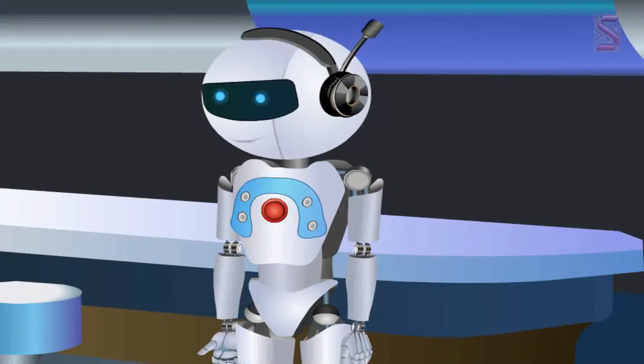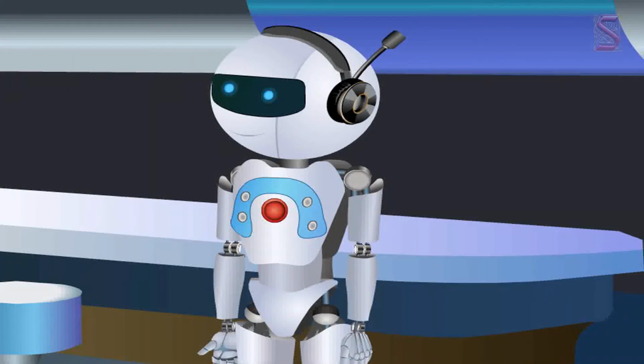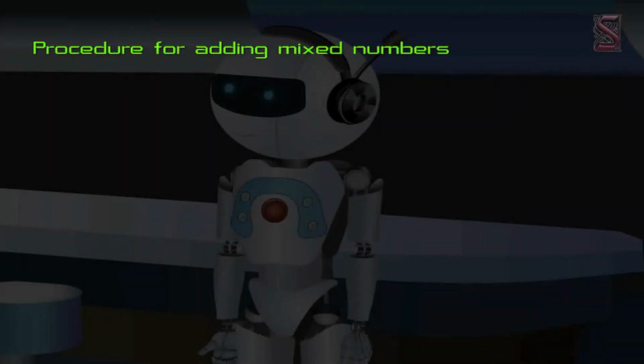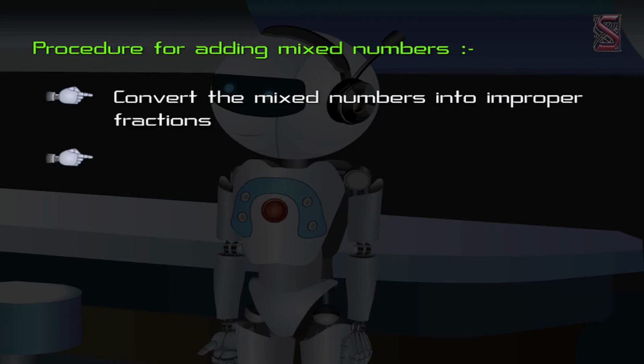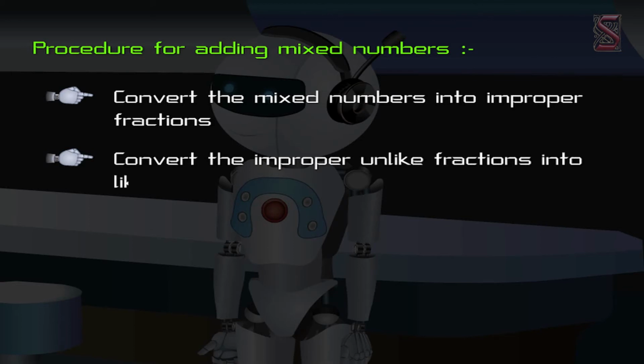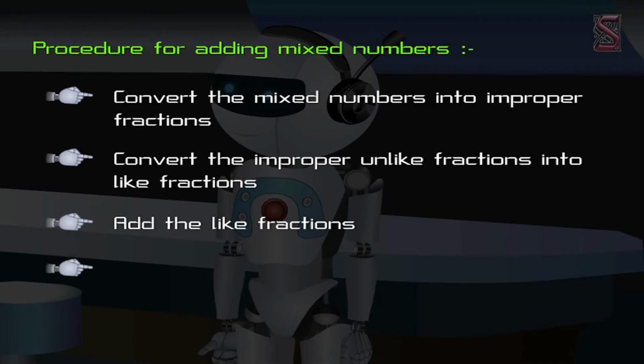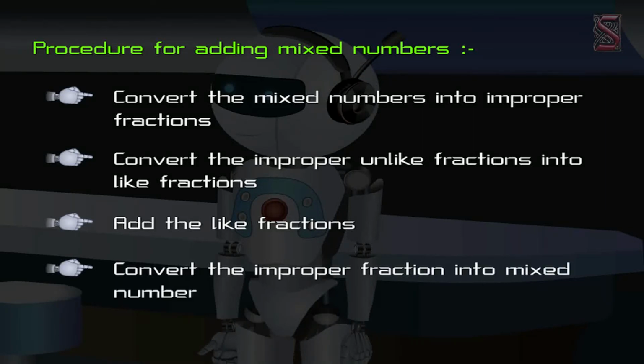That's the correct answer, Akash. Let me summarize the procedure for adding mixed numbers. First, convert the mixed numbers into improper fractions. Then, convert the improper unlike fractions into like fractions. Now, add the like fractions. Again, convert the improper fractions into a mixed number.